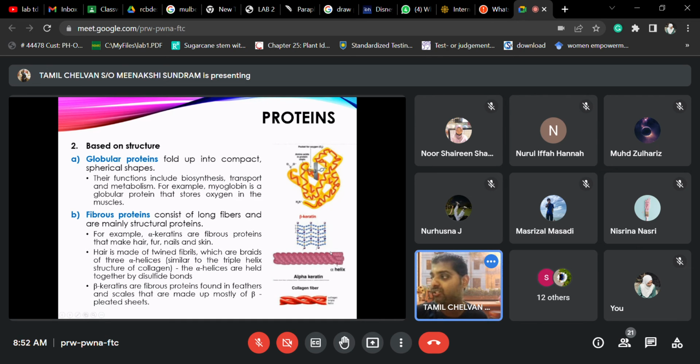So these are pleated sheets, and these are alpha helix, right? They are bound together by disulfide bonds. Go and read further on the structure of proteins.